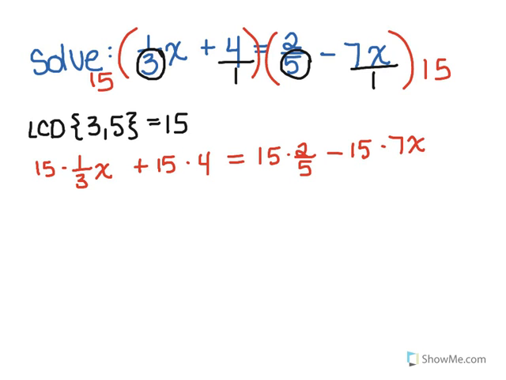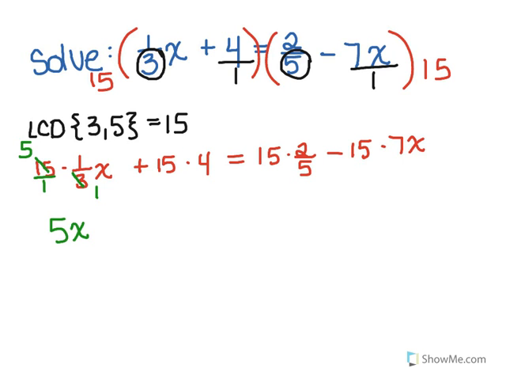If we look at the first one, you essentially have 15 over 1 times 1/3, and what happens is that both of them are divisible by 3, so the denominator becomes a 1, and the numerator becomes a 5. So this simplifies to 5x.